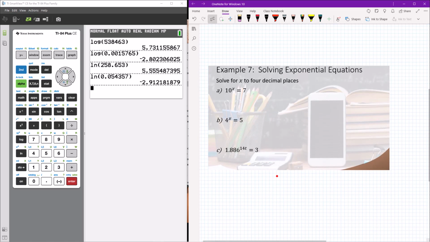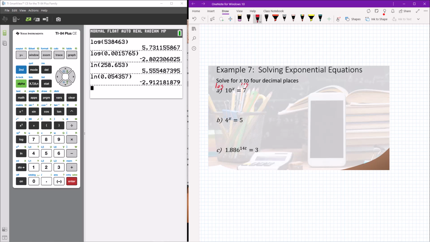Here is our next example, solving exponential equations. And here we want to solve x to 4 decimal places. In these problems, we want to find x. And to solve these, what we are going to do is take the logarithm, specifically the common logarithm, of both sides. So I can rewrite this as the log. So I'm going to take the logarithm here, and I'm going to take the logarithm here.